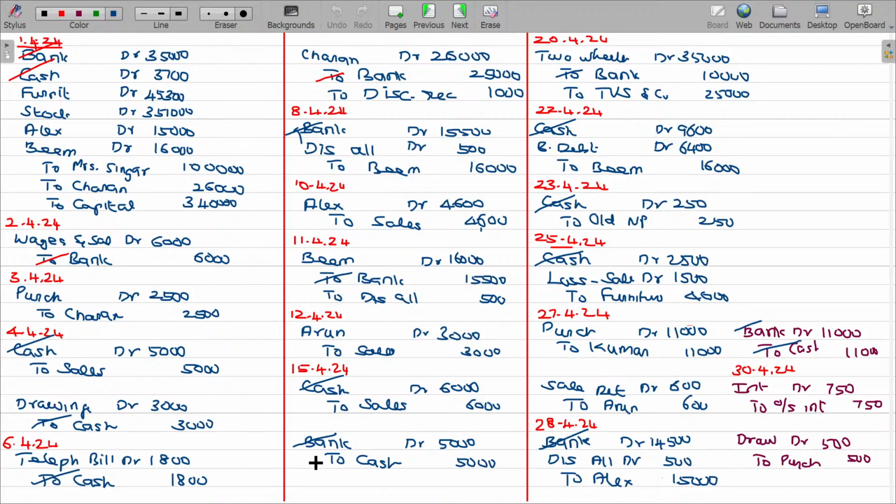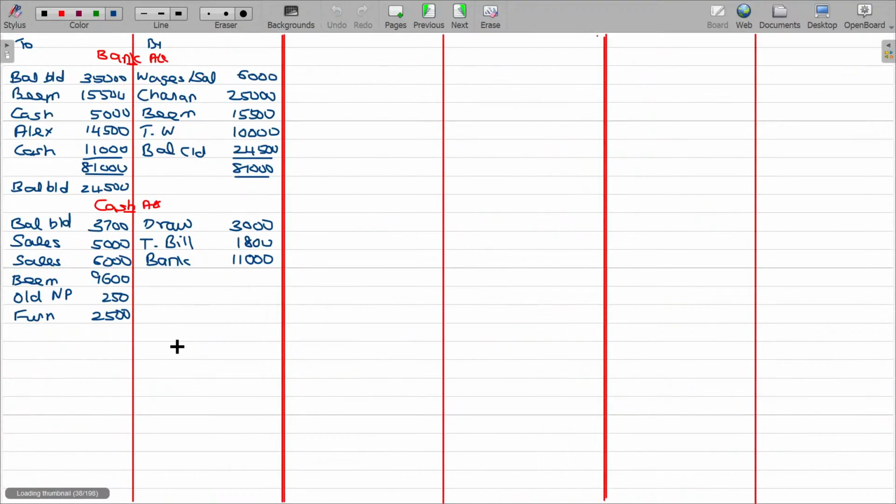By bank 5,000. Okay. First one is 5,000, next one is 11,000. Tally this and find out the balance if any. The total being 27,050. Balance carried on 6,250. Clear? Cash account.